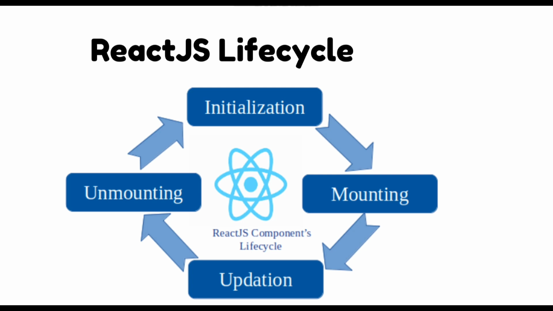getSnapshotBeforeUpdate is invoked right before the most recently rendered output is committed to the DOM. It allows you to capture some information, like scroll position, from the DOM before it changes. The next one is componentDidUpdate, invoked immediately after updating occurs. This is a good place to perform network requests based on previous props or state.